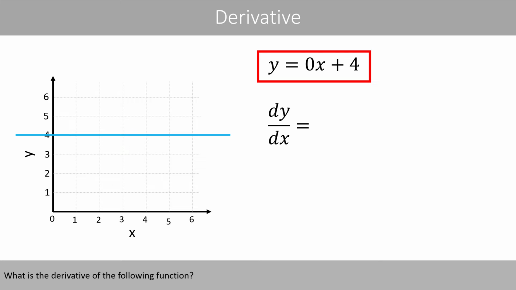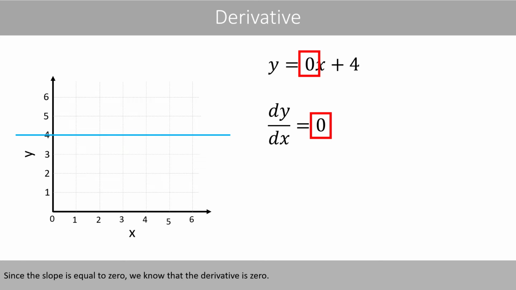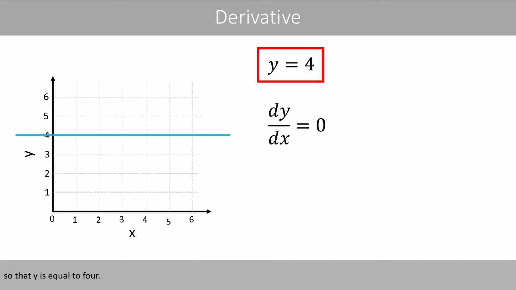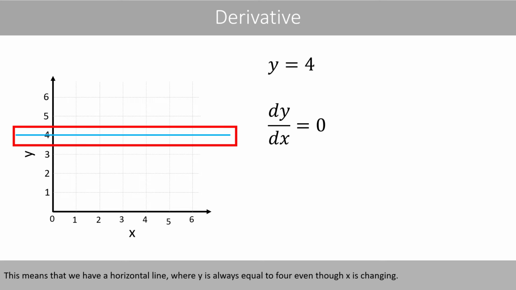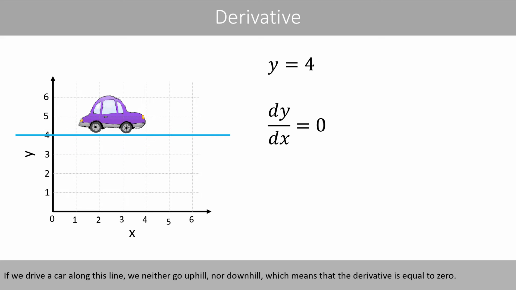What is the derivative of the following function? Since the slope is equal to 0, we know that the derivative is 0. Since 0 times x is simply 0, we can eliminate this term, so that y is equal to 4. This means that we have a horizontal line where y is always equal to 4 even though x is changing. If we drive a car along this line, we neither go uphill nor downhill, which means that the derivative is equal to 0.